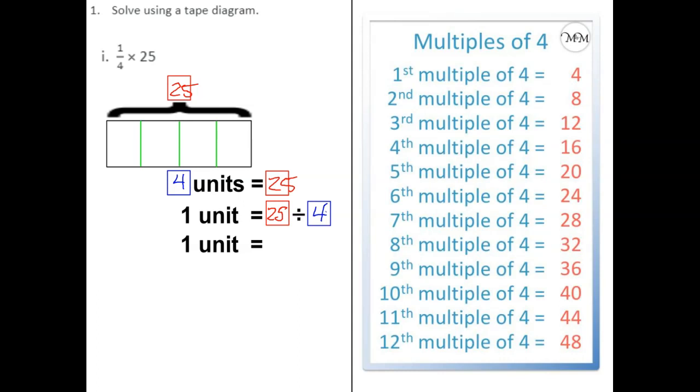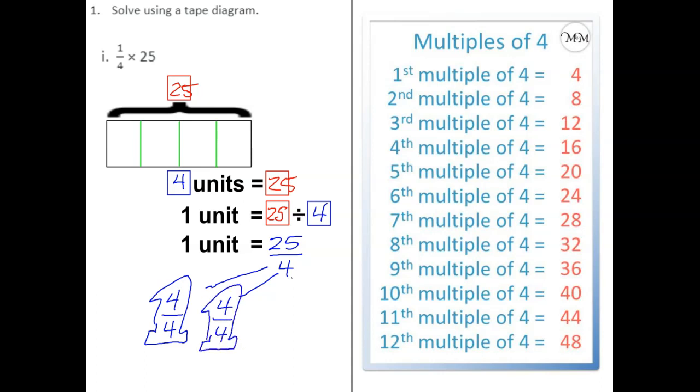So I'm going to have to say, well, okay, let's take a look at this. I know that 1 unit is equal to 25 over 4. And if I break this down into fourths, let's say 4/4, that's equal to 1 whole. So I had 25 fourths and I use 4. I take another 4/4, that's another whole. Take another 4/4, all I'm doing is dividing by using repeat subtraction.